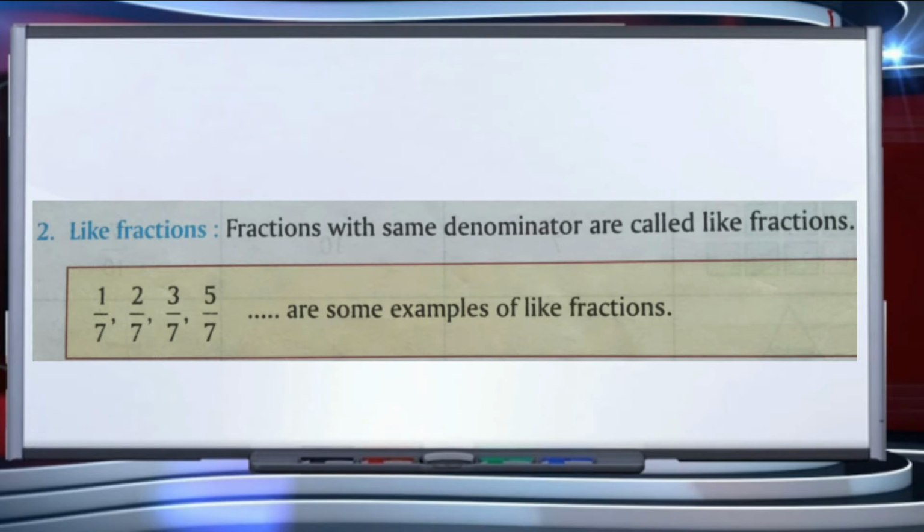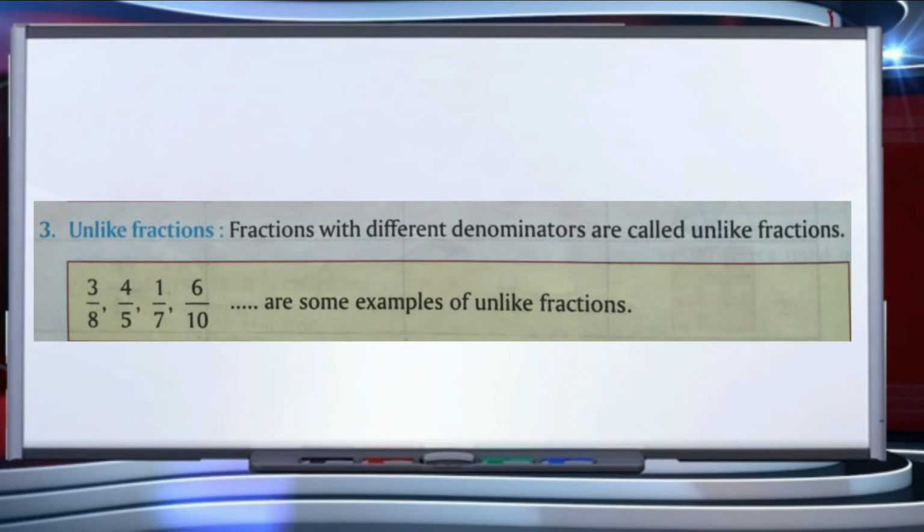Third is unlike fractions. Fractions with different denominators are called unlike fractions. Means fractions in which the denominator is different are called unlike fractions. Like 3 by 8, 4 by 5, 1 by 7, 6 by 10. Here all the denominators are different: 8, 5, 7, 10. All are different. That means these are unlike fractions.